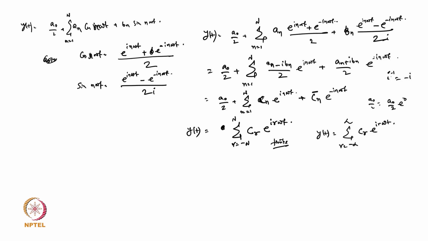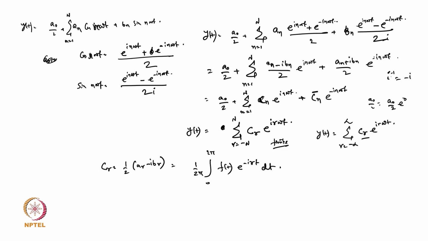So here the CR can also be calculated. Now our objective is to calculate the CR. So CR will be how much? CR is actually half of AR minus i BR. If you calculate it, it will come to 1 by 2 pi into the integral from 0 to 2 pi of f of t into e to the power of minus i R t dt.